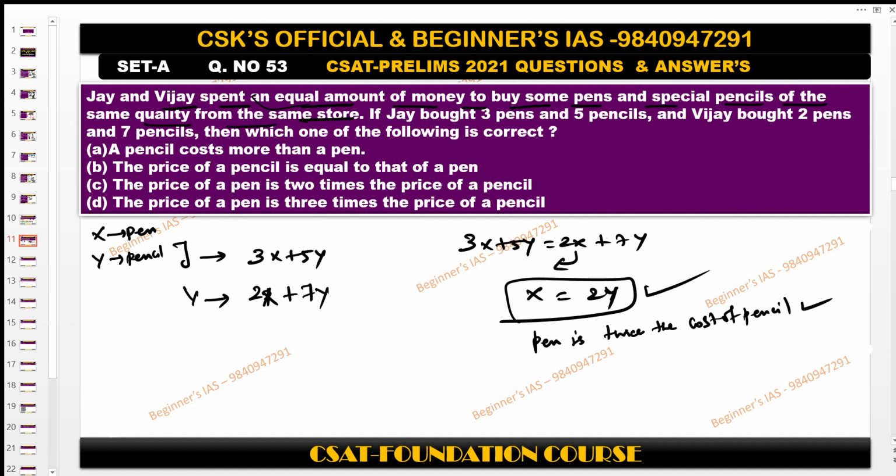Check with the options. The price of the pen is twice, which means 2 times the price of the pencil. This option is there. Therefore, answer C. Straightforward 9th standard question. Simple.